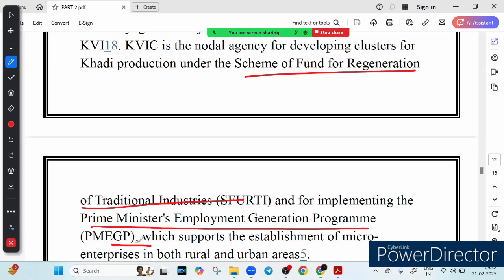And the government recognized the social and economic importance of KVI in rural employment generation.